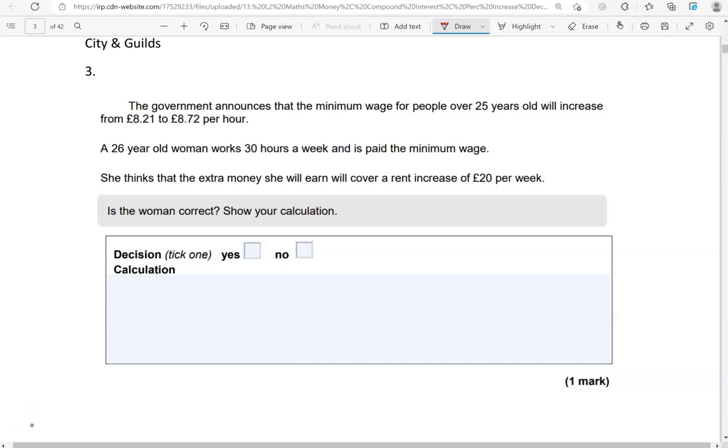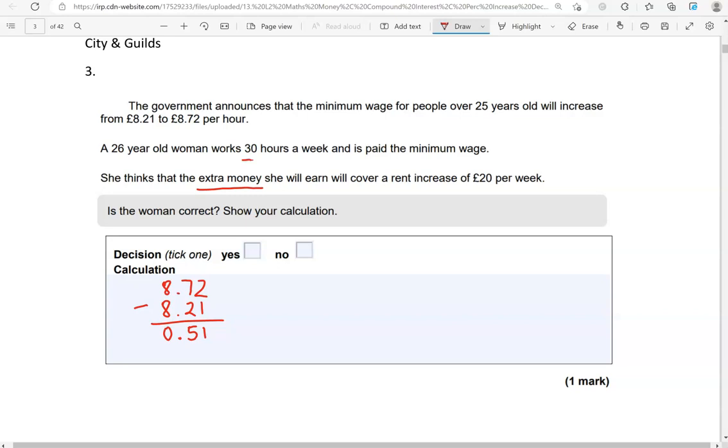So we're focusing on the extra money. How much extra money will she get per hour? So she will get £8.72 from the £8.21 that she earned before the increase. So 2 take away 1 is 1, 7 take away 2 is 5, 8 take away 8 is 0. So 0.51, which is 51 pence. So she earns 51 pence more per hour.